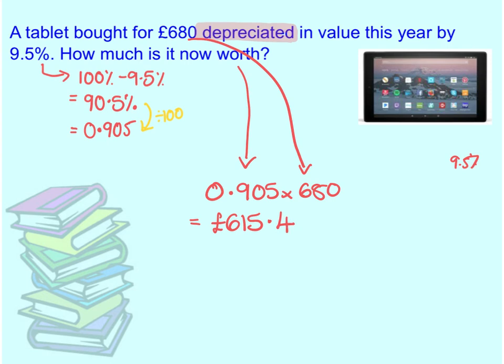615.4. Okay, remember this is money though. Pounds, right? Money. If we've got decimal places in our money, we must have two decimal places. So it's £615.40. Okay, I know that your calculator will say 615.4, but you have to turn your calculator answer back into something sensible. So you need to put on the pound sign and you need to put on that zero there as well.